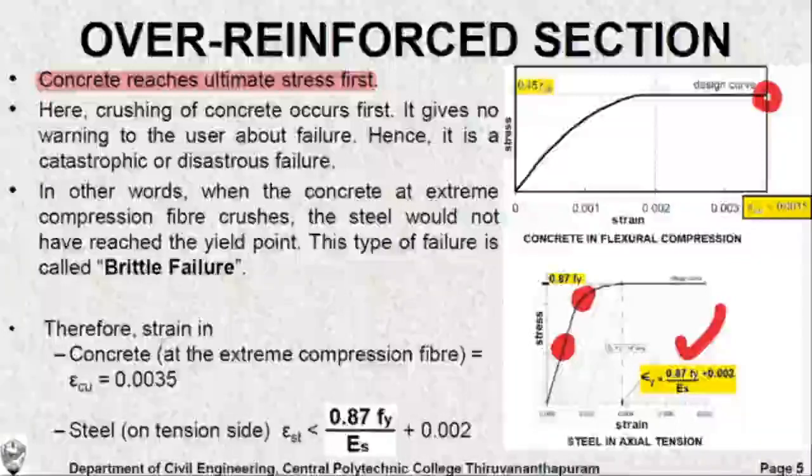So that is when we say the strain in concrete is equal to 0.0035 and the strain in steel on the tension side is less than this value. So epsilon st is less than 0.87 Fy by Es plus 0.002. And we must understand the difference between all the three.